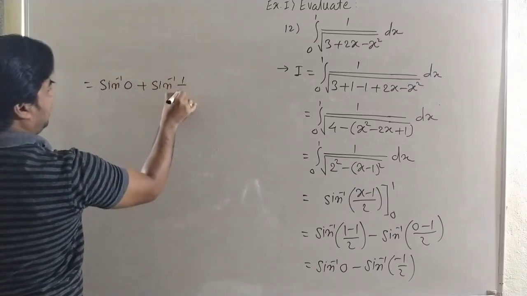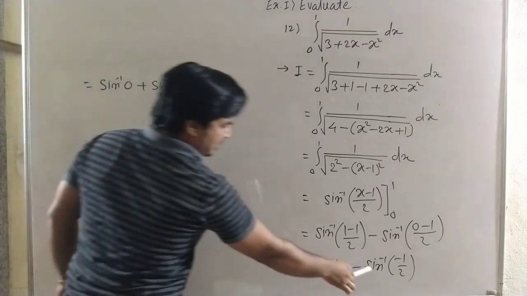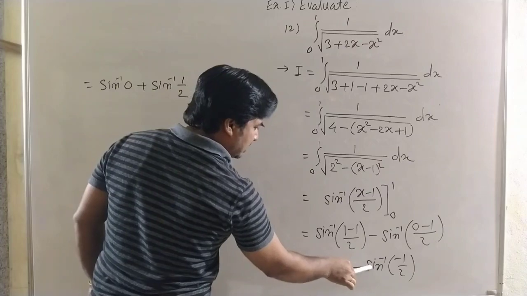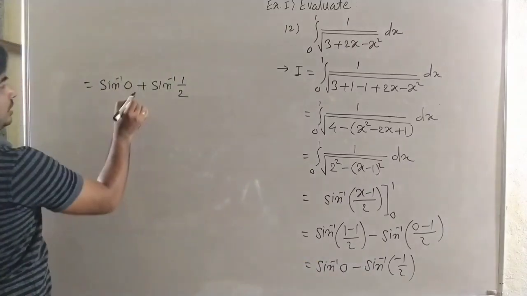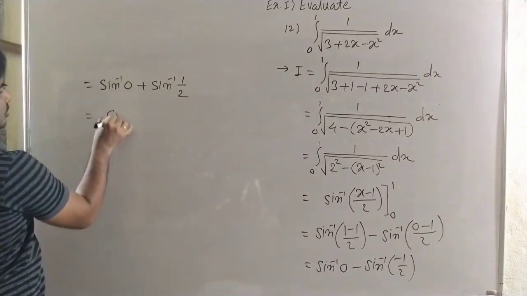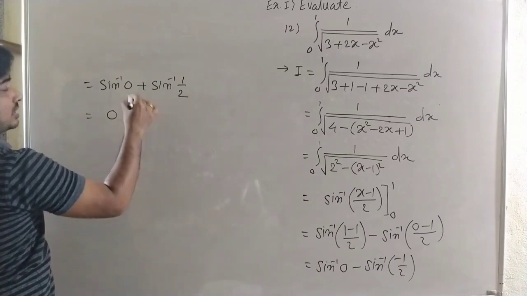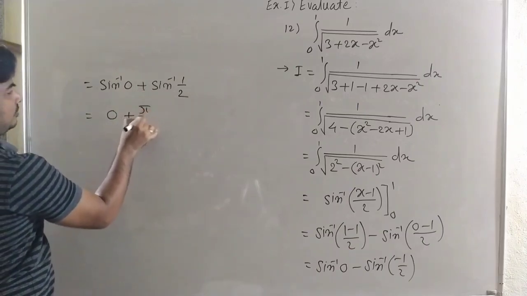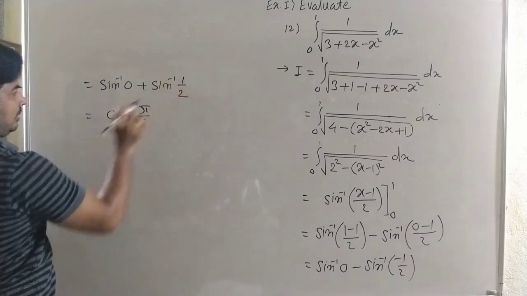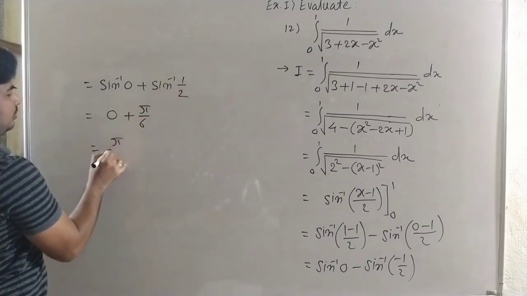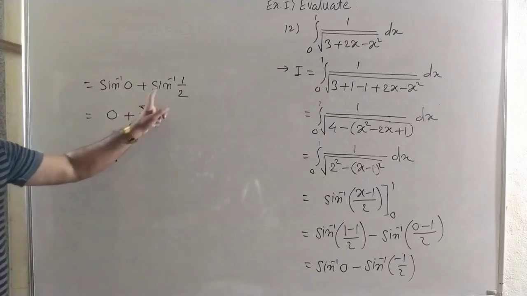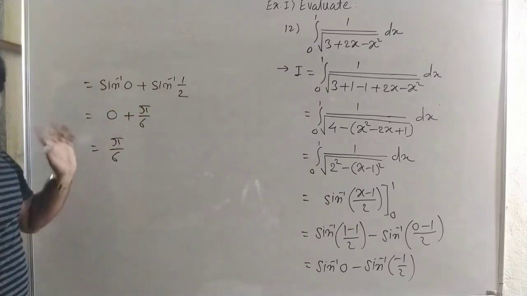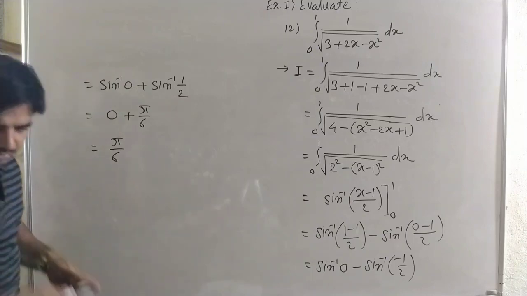sine inverse of 1 by 2. Okay, sine inverse of minus x is equal to minus sine inverse x, and here already minus, so you can write here plus. Sine inverse of 0 is 0, and plus sine inverse of 1 by 2 is pi by 6. Sine inverse of 1 by 2 is pi by 6, and then last answer it is pi by 6. Okay. Now next.